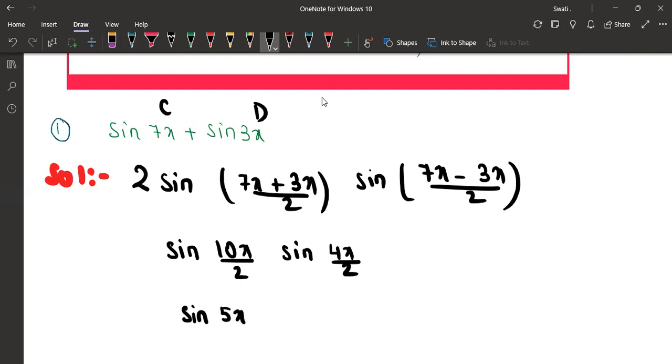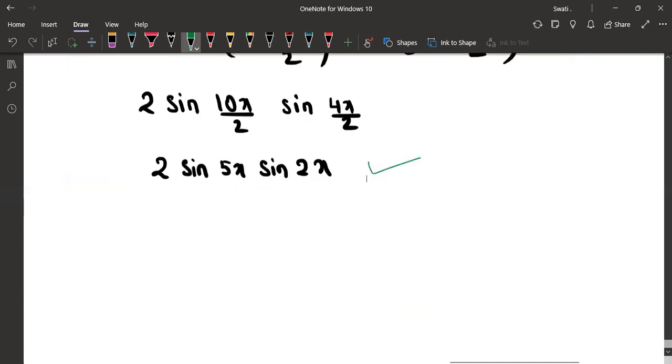Okay, I'm extremely sorry, I have forgotten the 2 here. So 2 everywhere, 2 sine 5x, and this will become sine, 4 divided by 2 is 2, and then x. So we are getting 2 sine 5x sine 2x. And this is our answer. That is it. We just have to simplify this. Okay, now we can go to the next question.